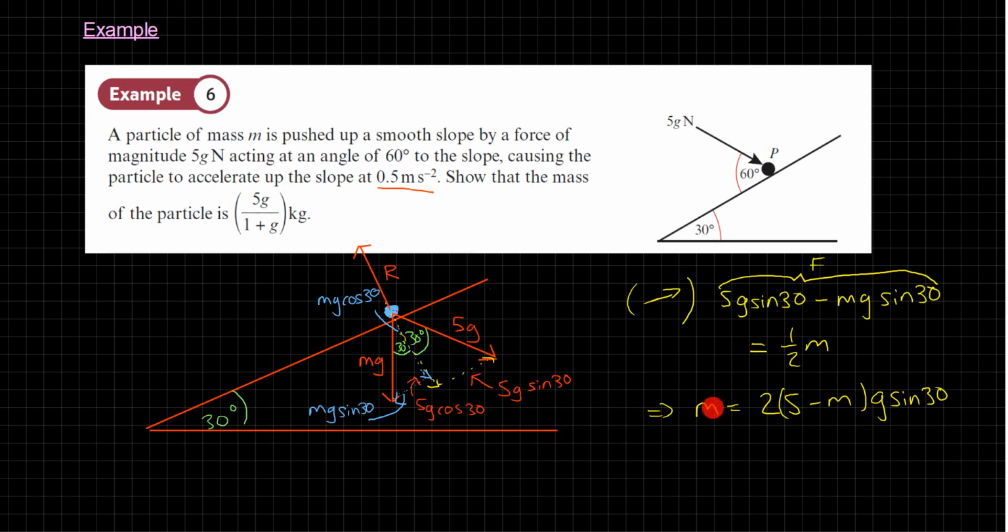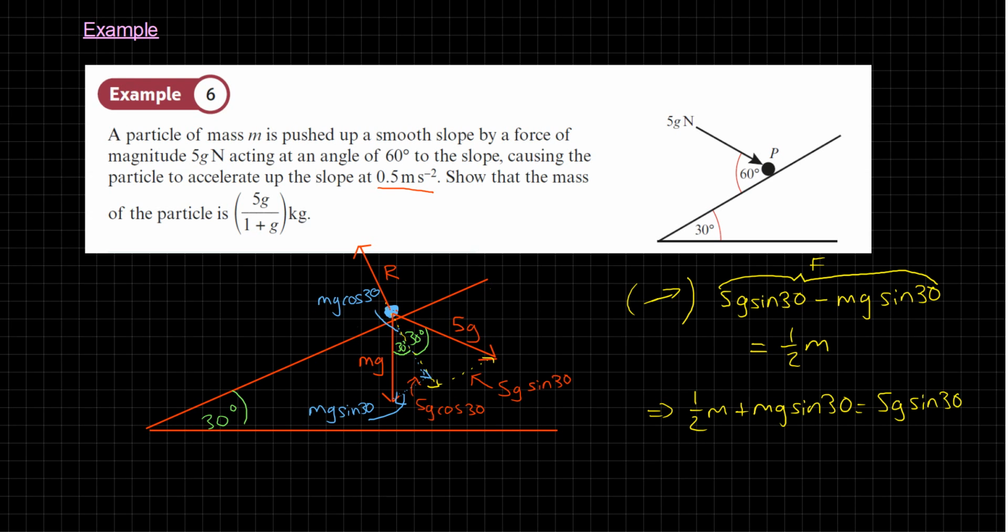Reason being, we really want to find m, don't we? So we should collect together all the m terms. Right, so let's not do that, actually. That's a bad idea. That would assume it's too simple. So because we've got an m here, we need to get that m and this half m together. So let's do that instead. So I'm going to say a half m plus mg sine 30, that's equal to 5g sine 30.